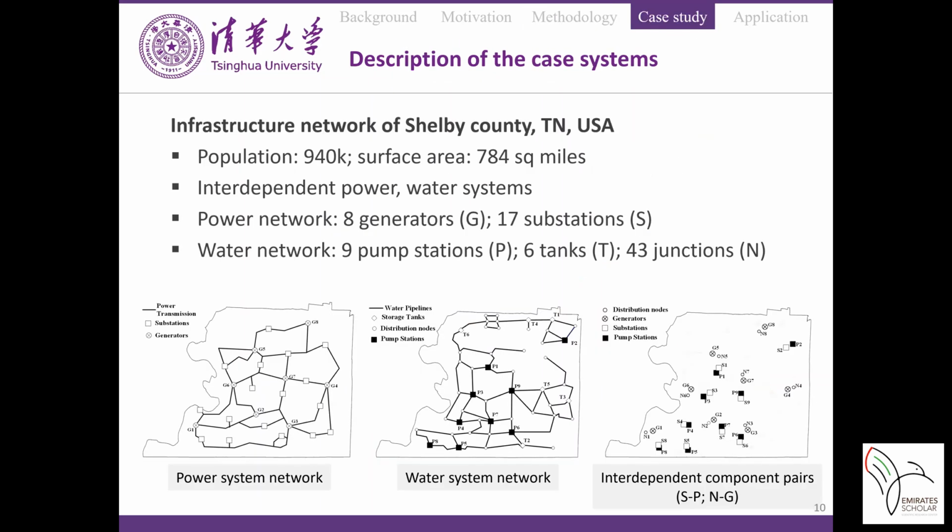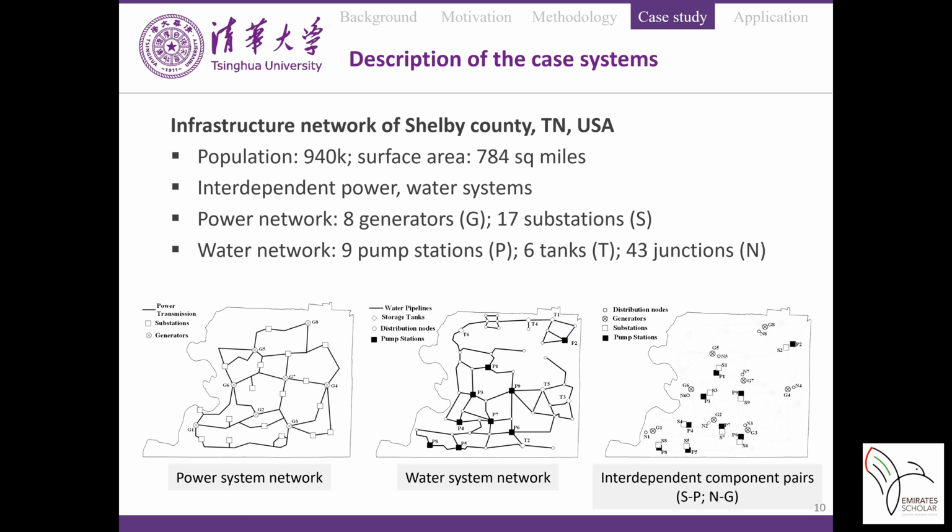Now, to test the effectiveness of our framework and to validate it, we conducted a case study of the infrastructure network of Shelby County, Tennessee, in the United States, which has a population of about 940,000 people and a surface area of 784 square miles, which is a significantly large-scale network of infrastructure systems.